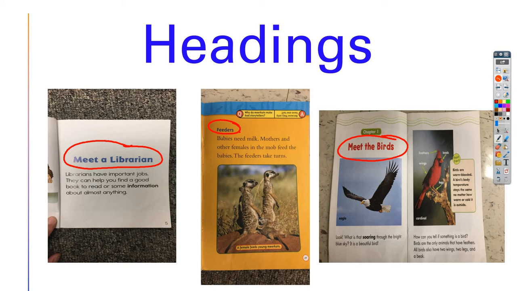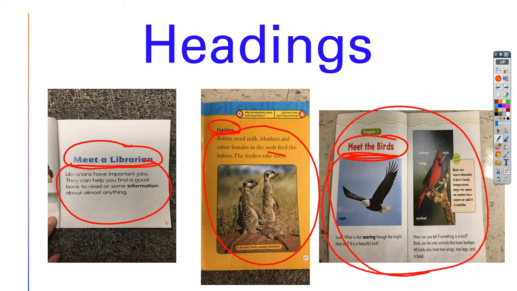A title is kind of like a heading too, because a title is usually at the top of the story, and it tells you what it's going to be about. Well, that's what a heading is. So like this part that says Meet a Librarian, that tells you that this whole page is going to be about librarians. And this part right here that says feeders, that tells you that this whole page is going to be about animals that feed the other animals. Like it's talking about the meerkats feeding the babies. They're the feeders. And then this part says Meet the Birds, and that means that this whole part is going to be about meeting the birds. You're going to meet the other birds.